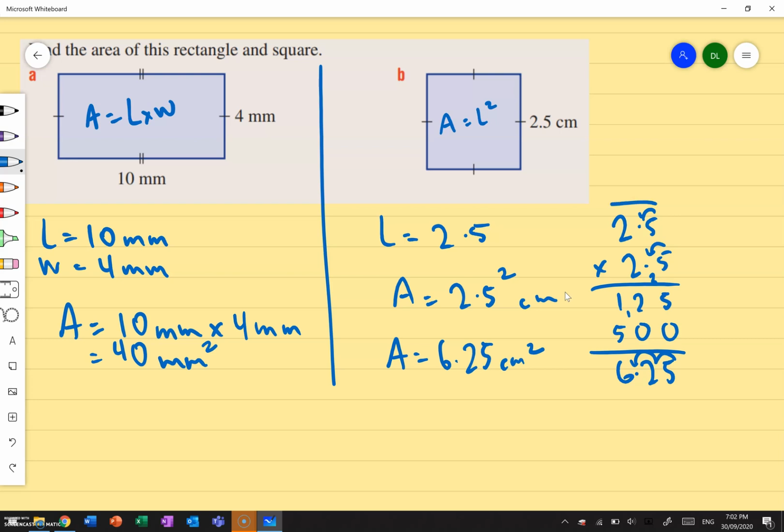I went through this part quite quickly, but if you feel like that didn't really make sense, please go back and study multiplying decimals. But that is the idea of what we're working with.